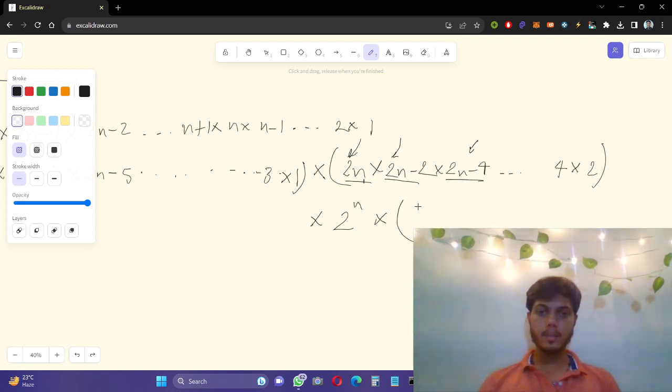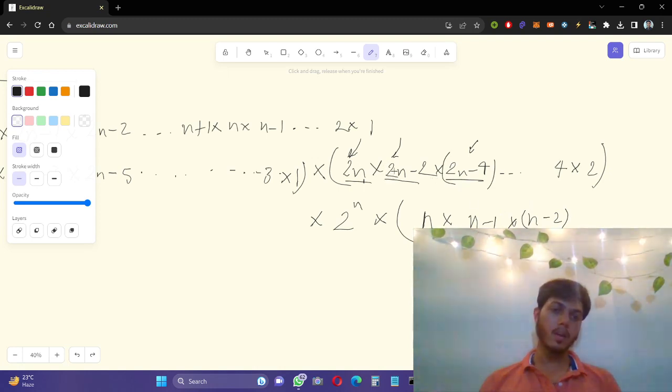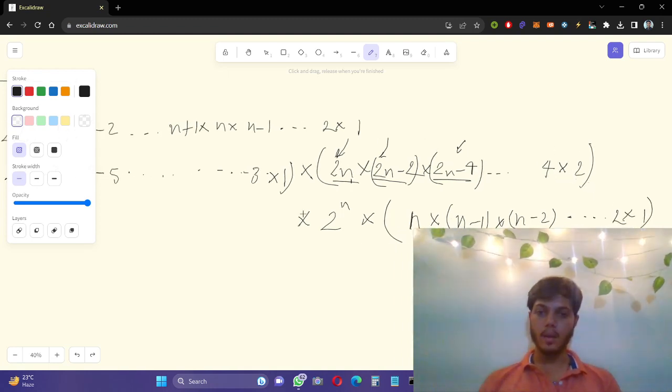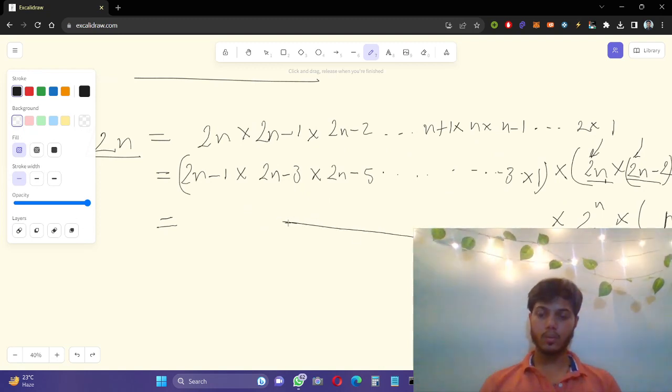So what will be inside? It's going to be 1 into n into n minus 1 into, this will become what? N minus 2, right? Bringing out a 2 from here, this will become n minus 1, right? Which I've written like here. And similarly, this will go and this will become 2 into 1. And this is written like this only.